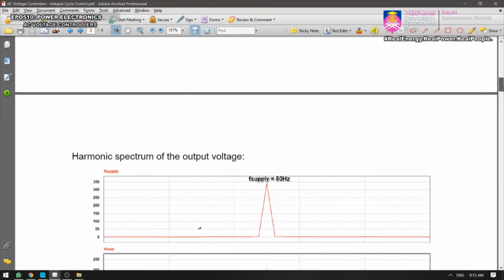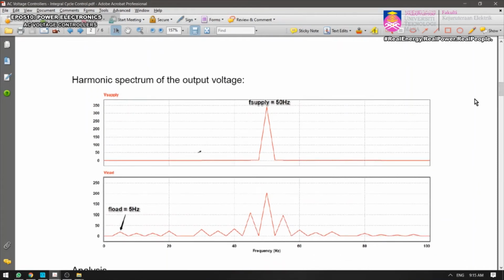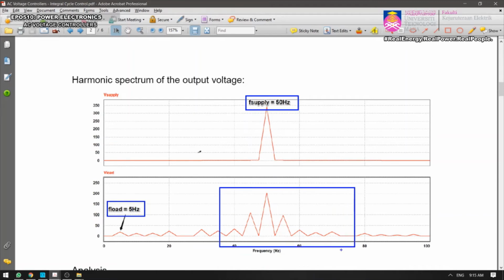Next page. And this is the harmonic spectrum of the output voltage. If you take the harmonic spectrum, doing the Fourier analysis, then you can see that yes, we have a supply frequency of 50 Hz, but now the load consists of the fundamental frequency of the output, which is 5 Hz. The fundamental of the input is 50 Hz. The fundamental for the output will be at 5 Hz. Okay, and just please ignore this, and you can actually put a filter to remove all these frequencies, right?